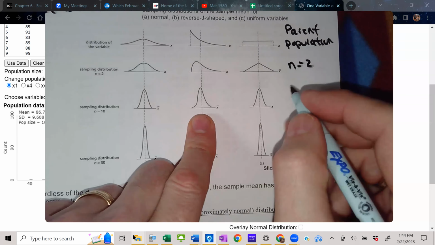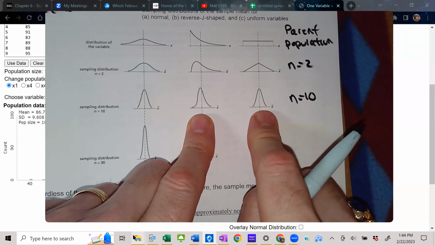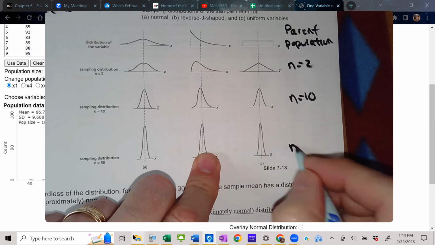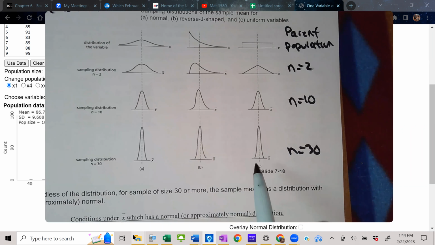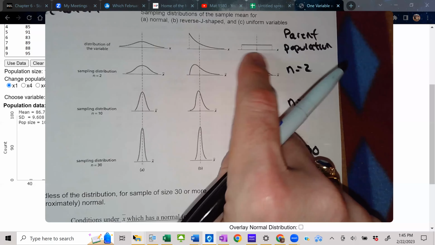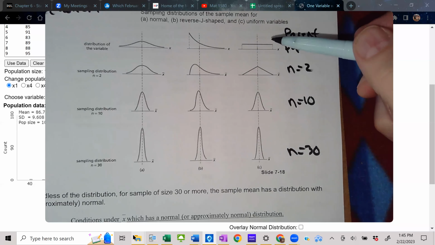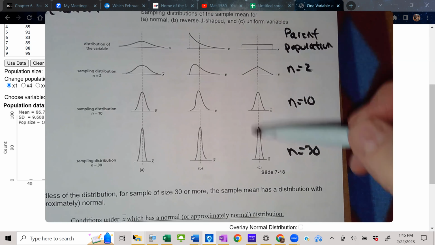How about if I take samples of size 10? Are these looking like normal distributions? More normal. And when you get to samples of size 30 or more, they're looking even more normal. In fact, they look pretty much exactly like a normal distribution. You can do this with any distribution you want, no matter how ugly they look in the beginning. When you sample from these distributions and your sample size is big enough, eventually they're going to look like a normal distribution.